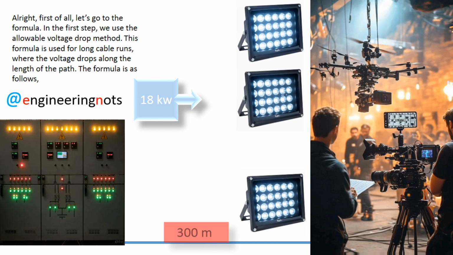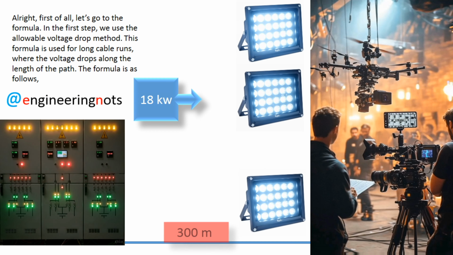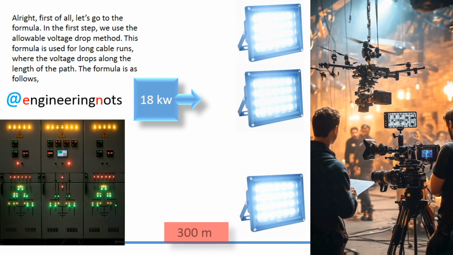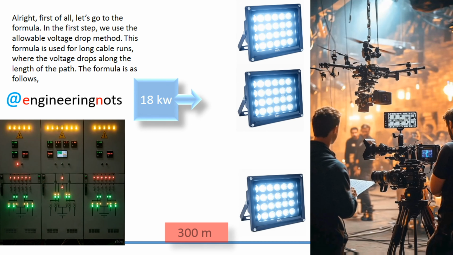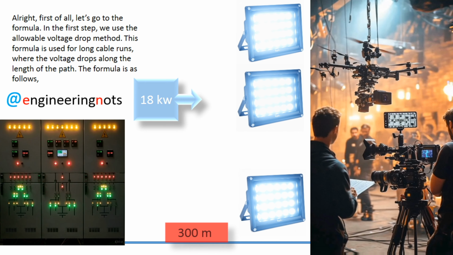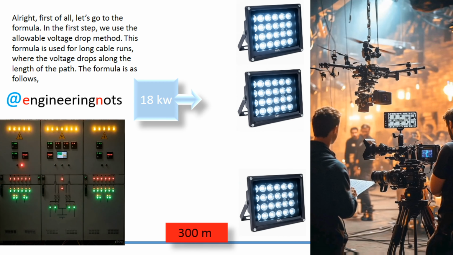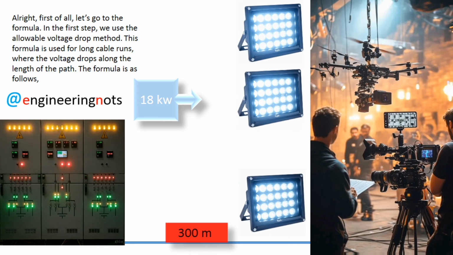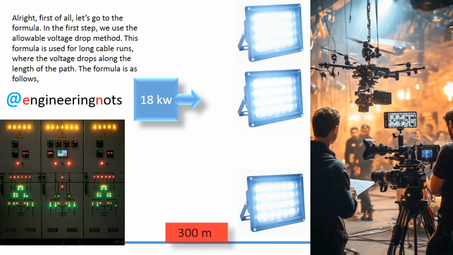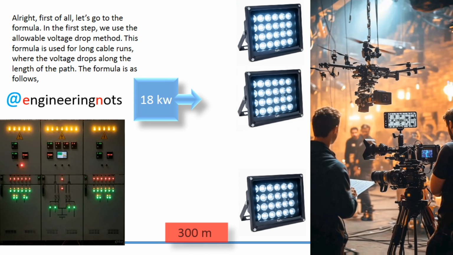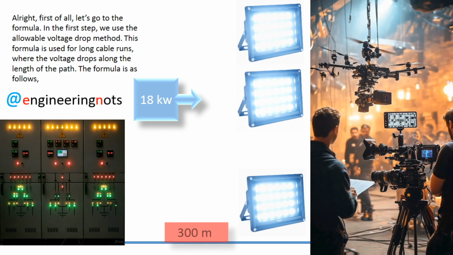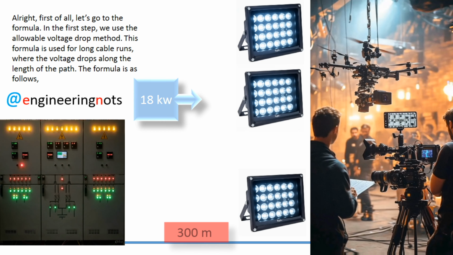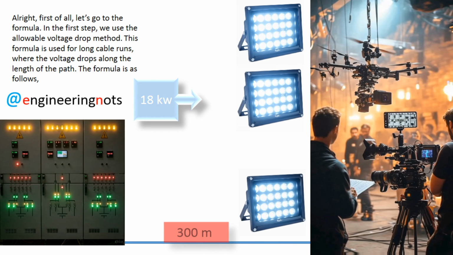The distance from the main distribution board to the floodlight location is approximately 300 meters, and the total power of the floodlights is 18 kilowatts. Alright, first of all, let's go to the formula. In the first step, we use the allowable voltage drop method. This formula is used for long cable runs, where the voltage drops along the length of the path. The formula is as follows.